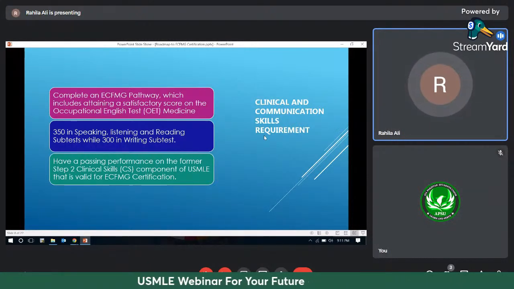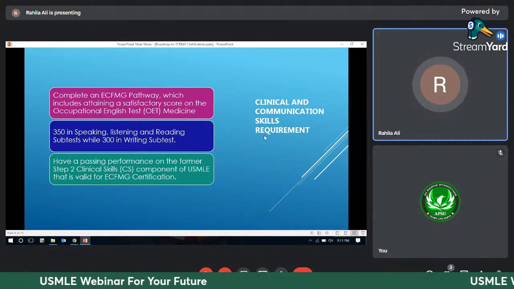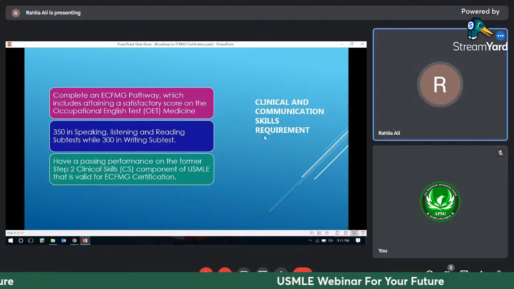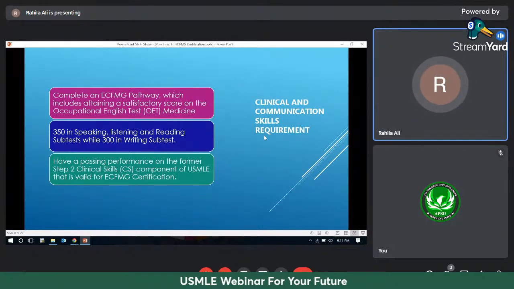They introduced the OET after COVID-19 because students were not able to travel and there were visa issues. Before that, Step 2 Clinical Skills, CS, was there, but now it's not there, so you just have to clear your OET.